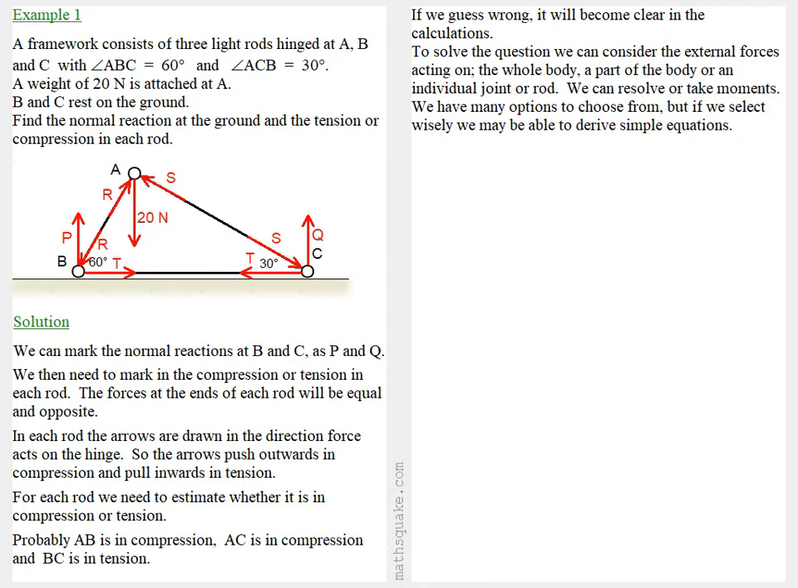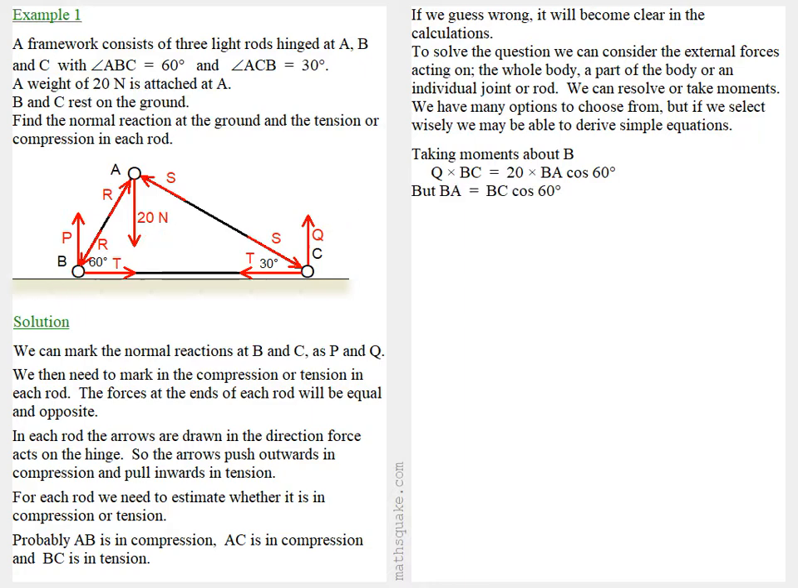To begin with, we could take moments about B for the whole body. In this case, R, S and T are internal forces, so we can ignore them. The only external forces acting about B are Q and the weight 20 newtons. So we have, when we take moments about B, anti-clockwise we have Q times BC, and clockwise we have the weight 20 newtons times the perpendicular distance of the weight from B. That is 20 newtons times BA cos 60.